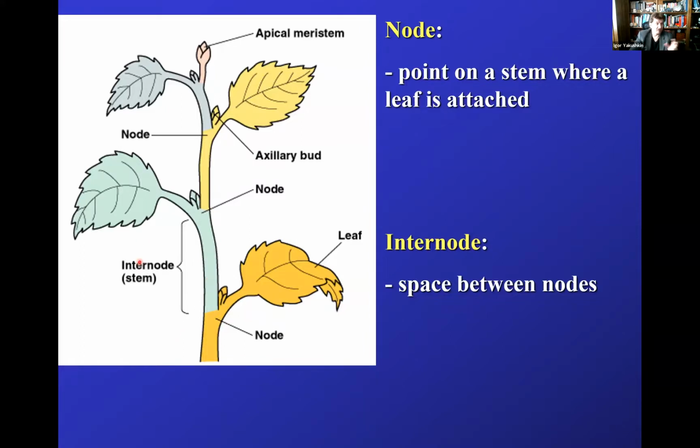Inter means in between. For example, if I want to fly to Europe, I will be leaving from the intercontinental airport, between the continents. Or if I'm traveling at high speed between the states, I most likely will be traveling on the interstate, right? So in this particular case, internode means the space of the stem between the nodes. And then of course, each node most likely will have some sort of buds, axillary buds, and the terminal or apical bud. And we already discussed that a little bit. So the point of attachment is the node, and the internode is between the nodes.